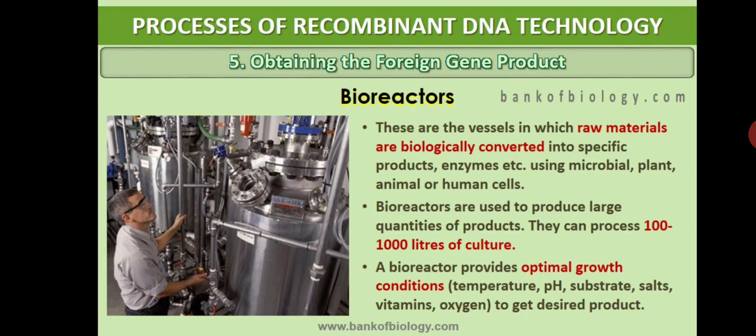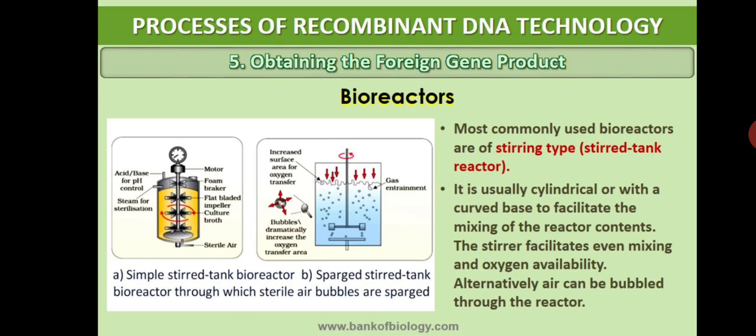A bioreactor provides optimal growth conditions. Here we maintain the temperature, pH, substrate, salts, vitamins, and oxygen to get the desired product. In this vessel we put the synthetic medium, and we have to maintain its temperature and its pH. Continuously we have to blow sterile air, and continuously we have to remove the used medium. Understood? Like this the entire process can be carried out. For this purpose we make use of the bioreactor.